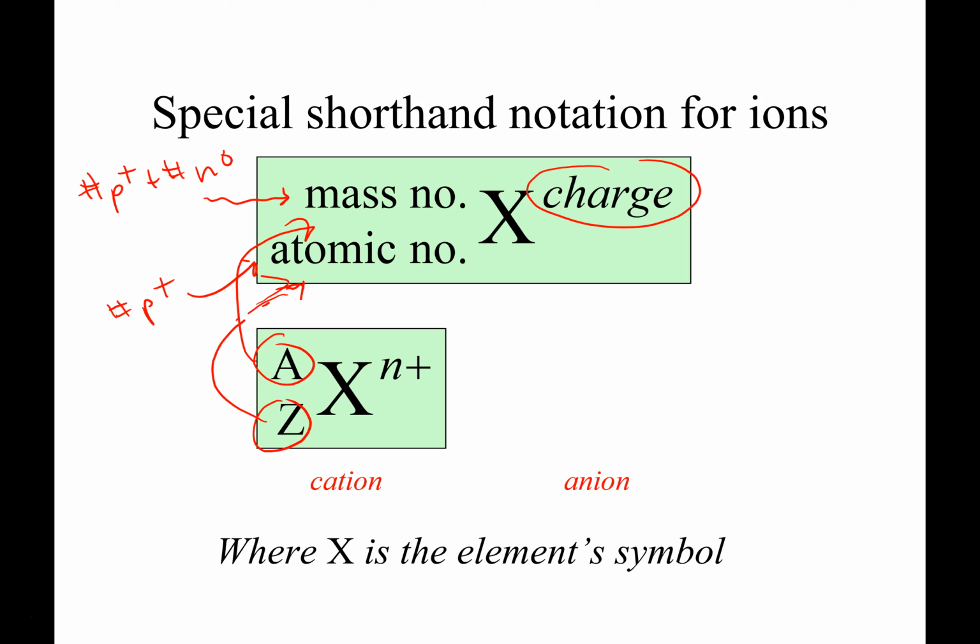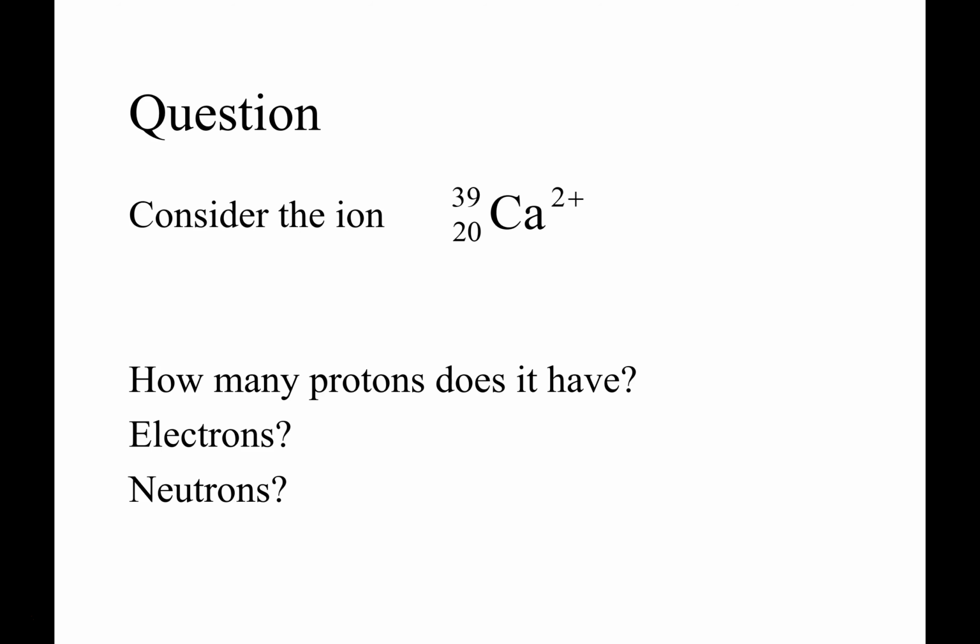So a cation looks like this. The N would be how much positively charged it is, and here this N would be how much negatively charged this anion would be. One of the things we did before was, if you're given the shorthand notation of an isotope, you can figure out protons, neutrons, and electrons, but they were all neutral before. Now we're going to revisit this idea and also work out electrons.